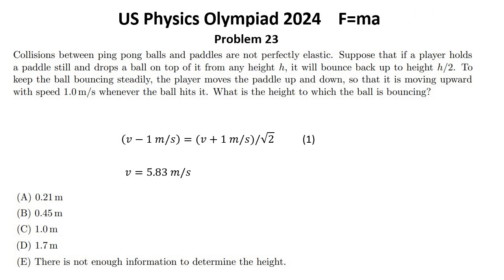From here v equals 5.83 meters per second. The height of the bouncing is v squared over 2g, which is 1.7 meters. This is the answer D, and that was the solution to problem number 23.